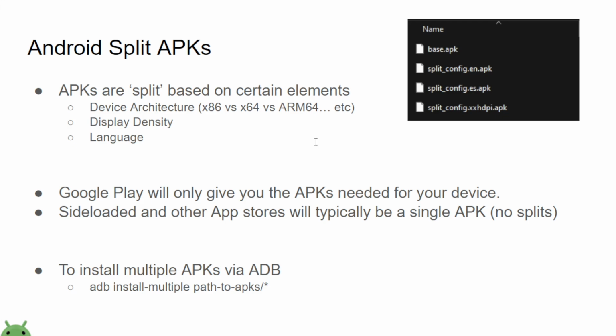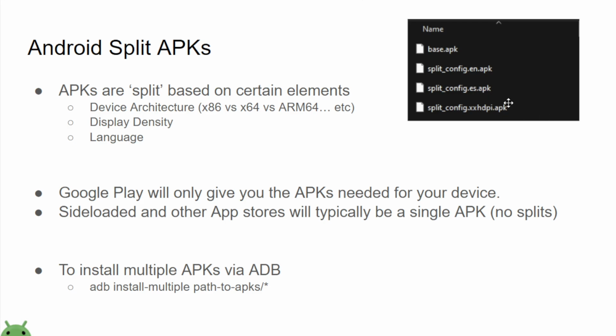It's a storage optimization thing, means that you can download less, spend less bandwidth downloading stuff, be more storage optimized on device, and of course, you're also able to have language configurations and stuff. So one caveat is Google Play is only going to give you the APKs needed for your device and configuration.